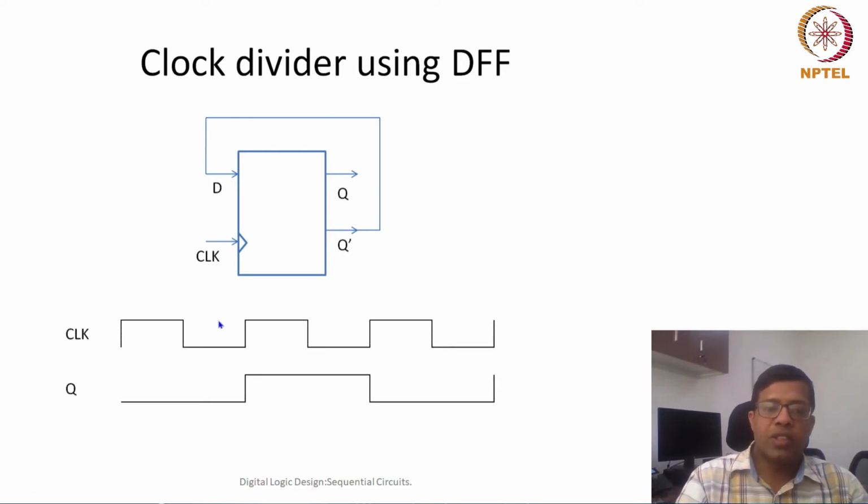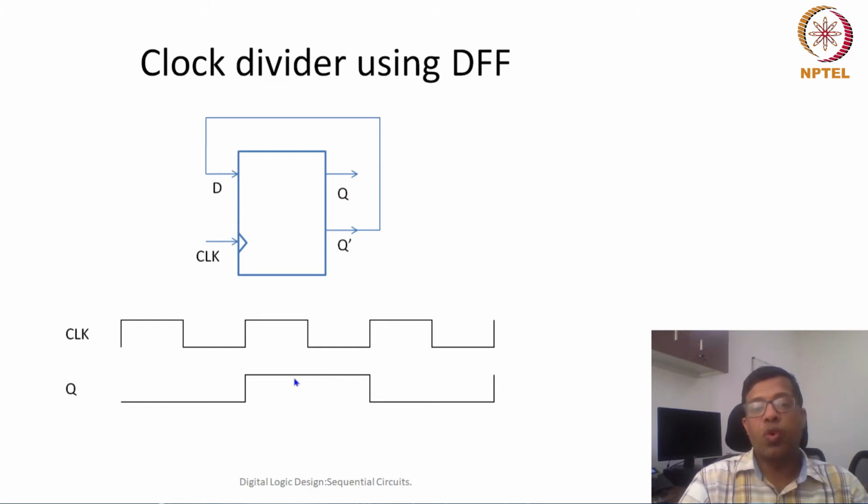Let's understand it with the input clock waveforms. So let's say this is my regular clock. Now let's say the initial output was 0. If the initial output was 0, then Q dash is going to be 1 all the time. And if it is 1, then at the positive edge of this clock, the next output is going to be 1. And for how long will it remain 1?